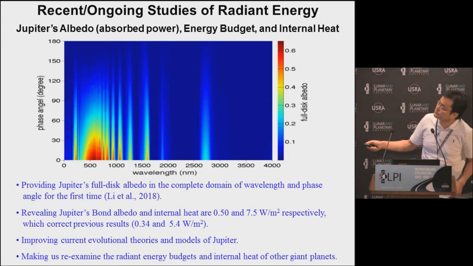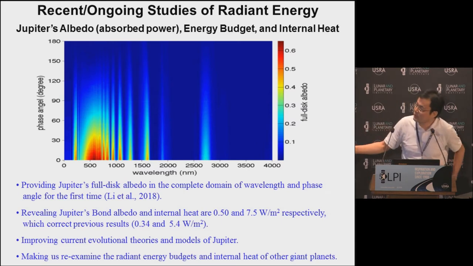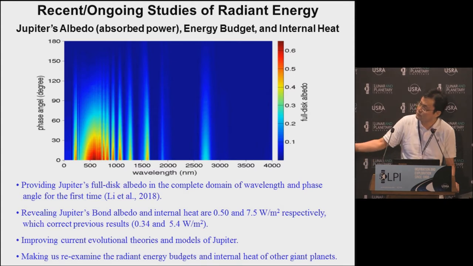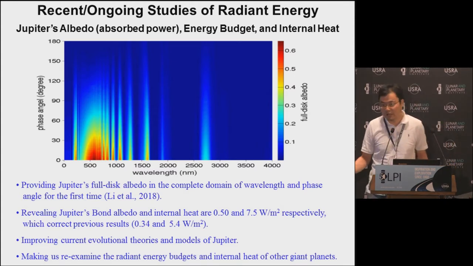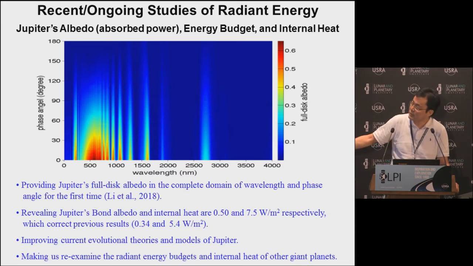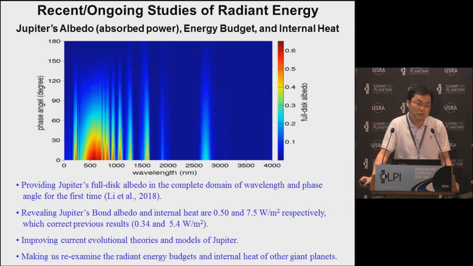Anyway, based on the 2D full disk albedo like this, we can calculate the Bond albedo of Jupiter, which is 0.5. Also, we can calculate the internal heat for Jupiter. We got a value of 7.5 watts per square meter. That's the new value, I put it right here. But if you compare with the old values from the very limited observations from Voyager and Pioneer, you can find a big difference.